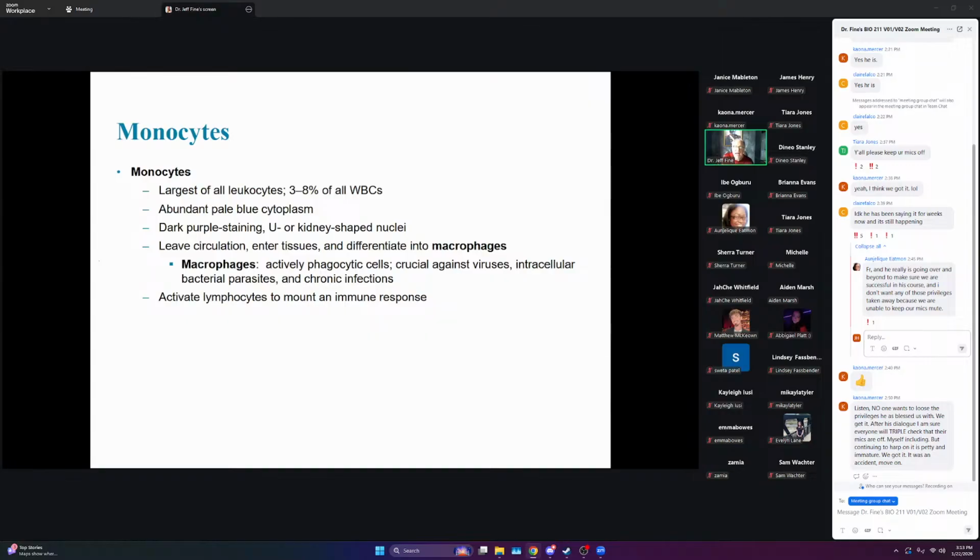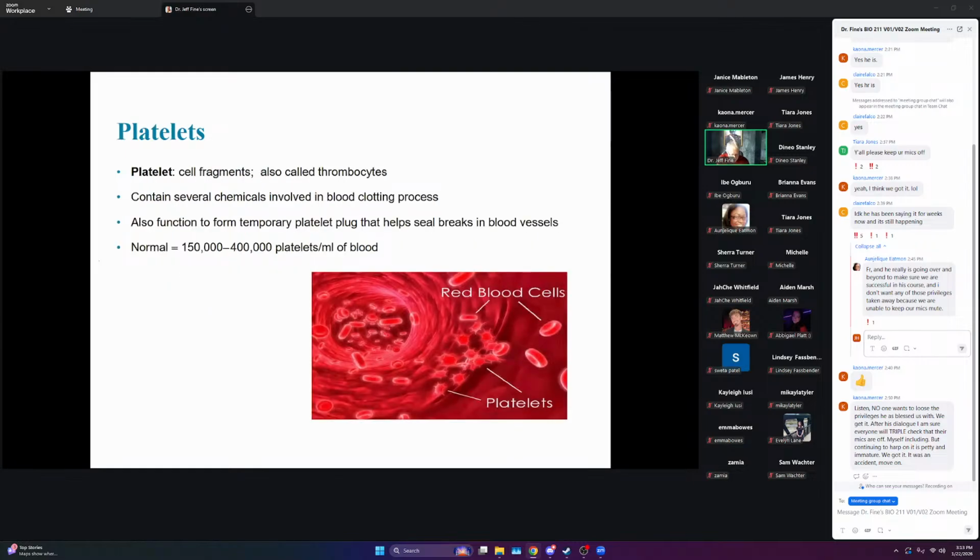Okay, so that's just kind of a brief overview. Again, we're going to get more into detail on each of the leukocytes when we get to immunity 1 week from today, but kind of an introduction overview on what the individual leukocytes do.